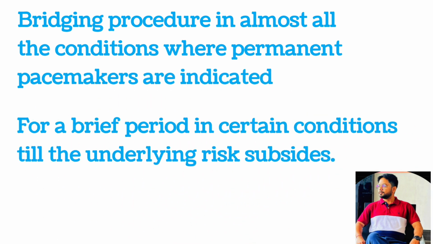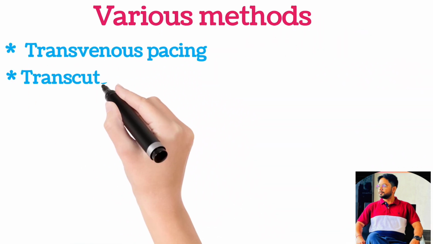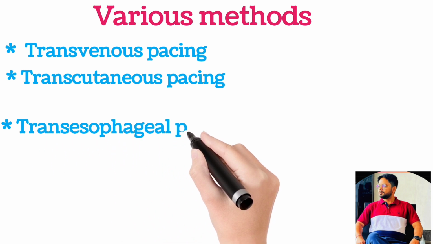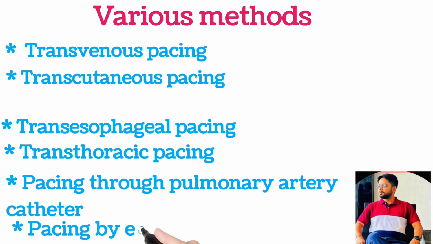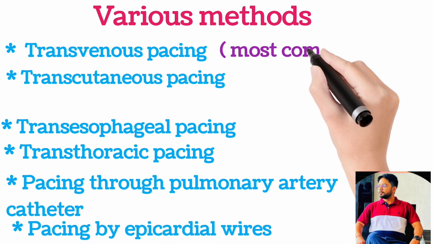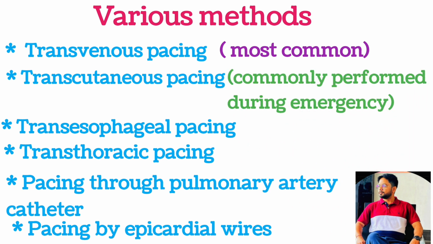There are various methods of performing temporary cardiac pacing. These are transvenous pacing, transcutaneous pacing, transesophageal pacing, transthoracic pacing, pacing through pulmonary artery catheter, and pacing by epicardial wires. Transvenous pacing is by far the most commonly performed technique for temporary cardiac pacing, particularly in the ICU setup. Transcutaneous pacing is another commonly performed temporary pacing method in the ICU setup, particularly during emergency situations when little time is available, for example during cardiopulmonary resuscitation.